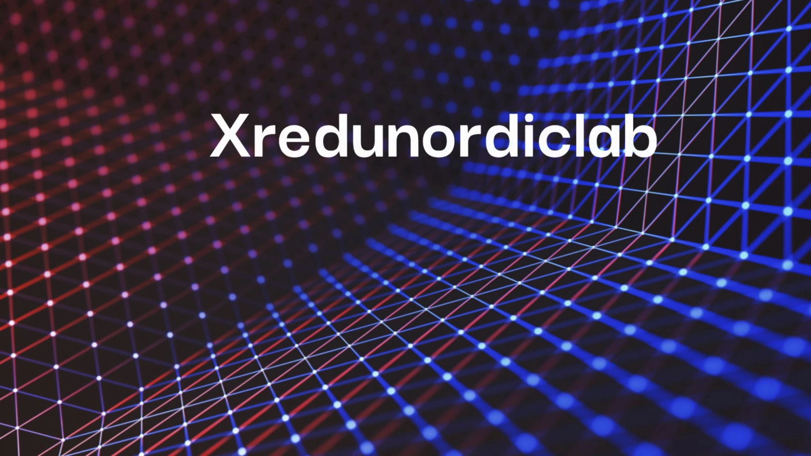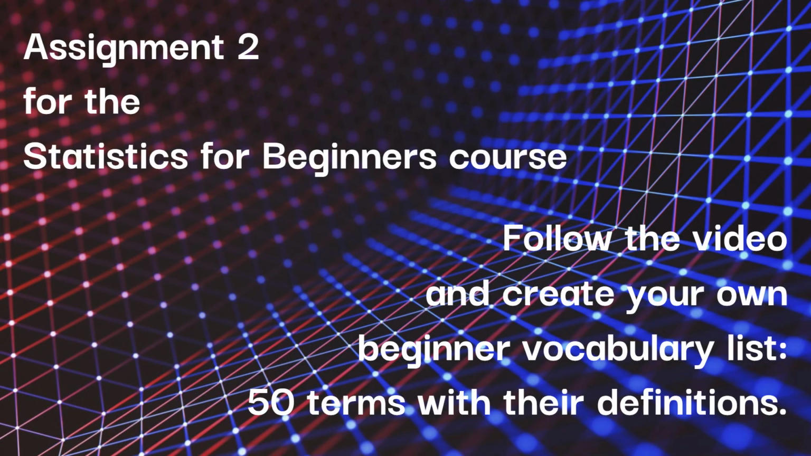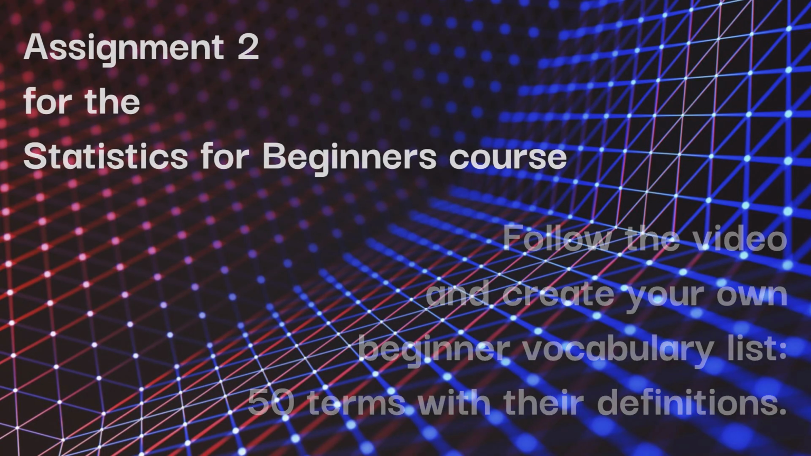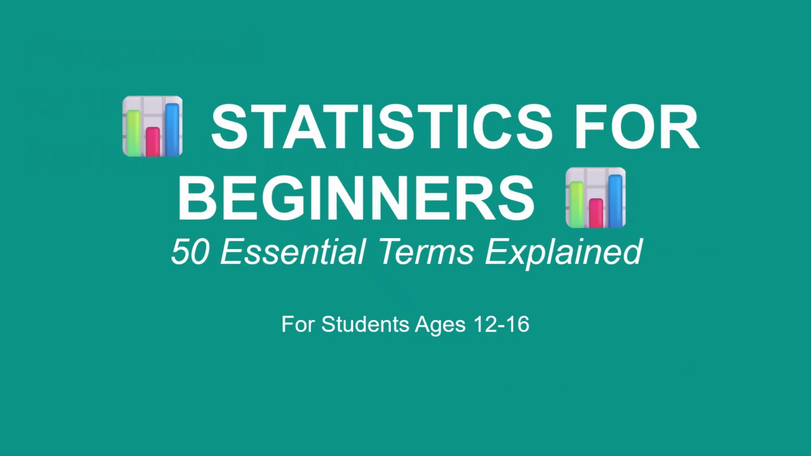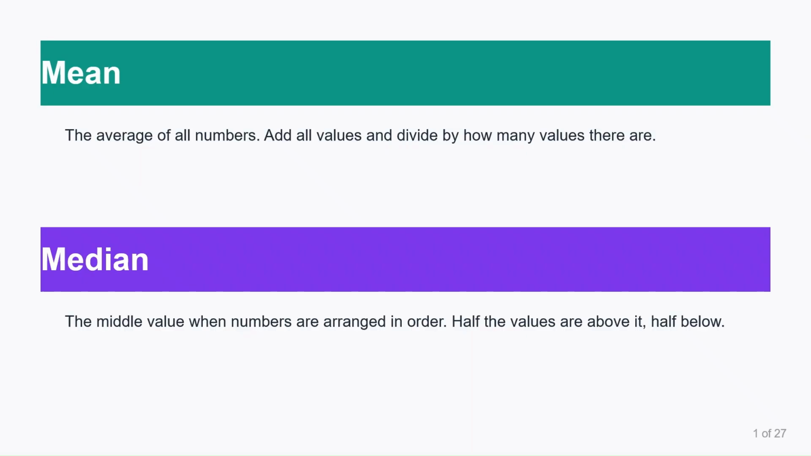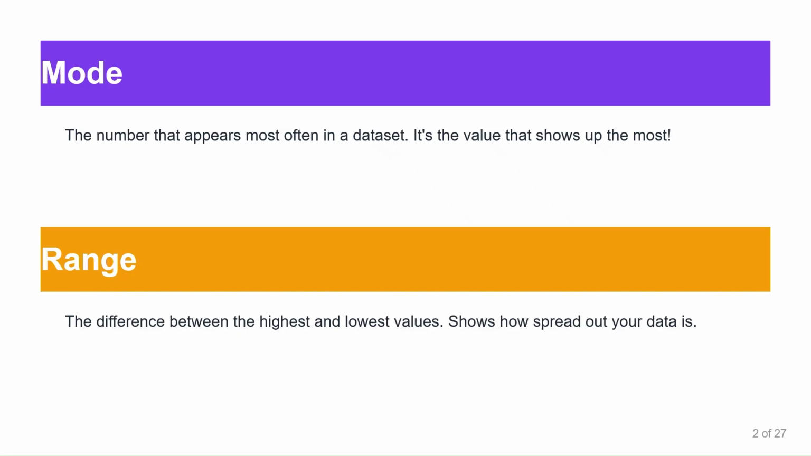Statistics is everywhere, in sports scores, weather forecasts, and your grades. As you watch, try to spot one example from your own life for each term we cover. Quick check. For scores 70, 80, 85, 90, 100, the mean is 85 and the median is also 85. They won't always match. Think about which is more useful when one score is unusually low.